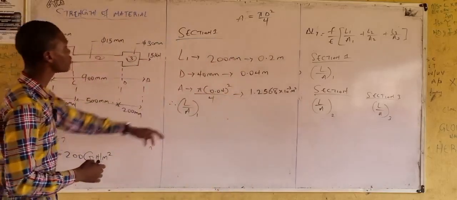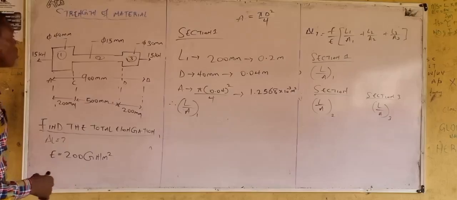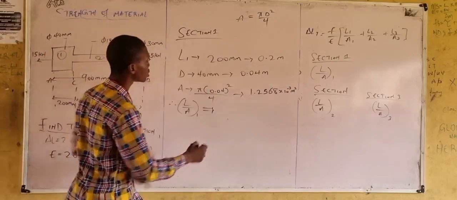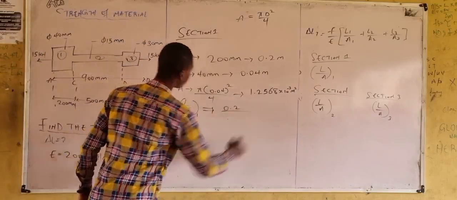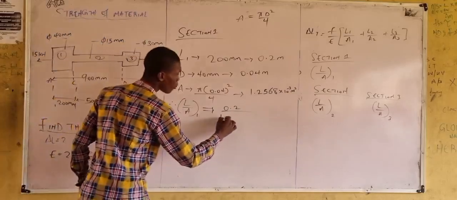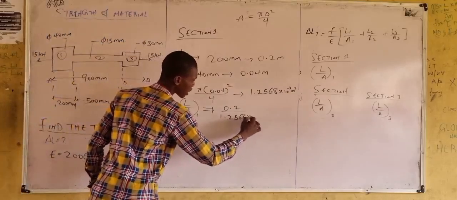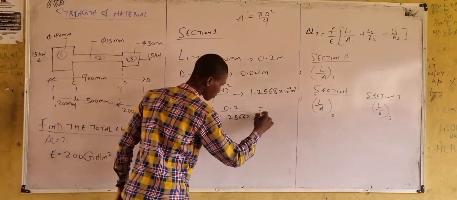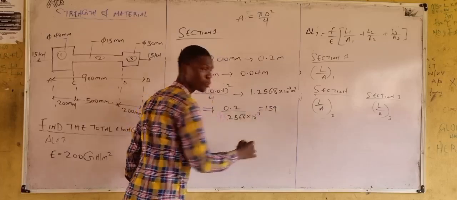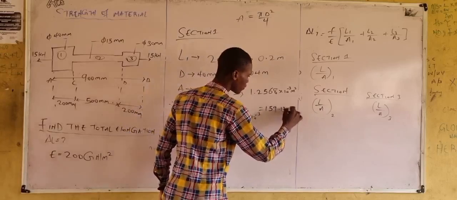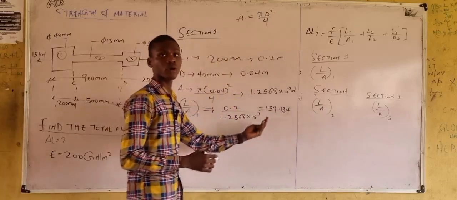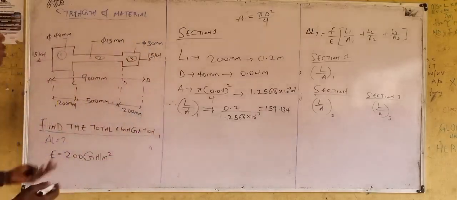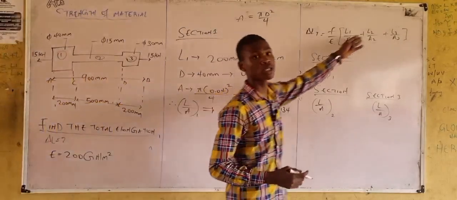Okay. Now let's get the ratio of L to A in section 1. It implies that we have the length to be what? 0.2 divided by 1.2568 times 10 raised to the power minus 3. What do we have? 159.134. What will be the unit now? Okay, it has no specific unit since we want to get the summation.